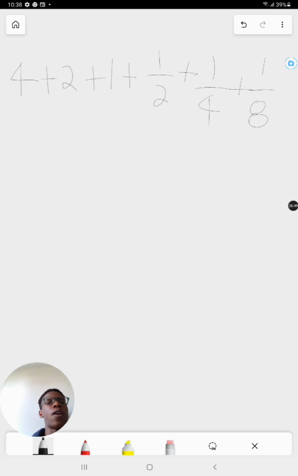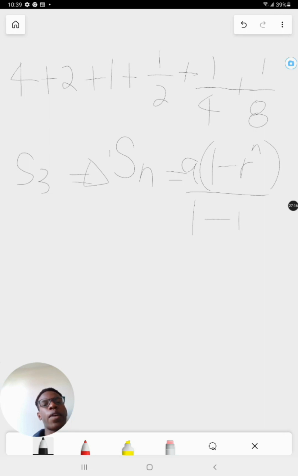Okay, so now what if I asked you to add this series? What if I asked you to find, let's say, S3. Well, you can use the same formula. Remember what the formula says, just before I actually substitute things: Sn is equal to A, then open bracket, 1 minus r to the power of n, divided by 1 minus r.